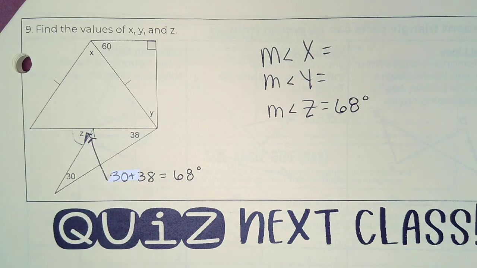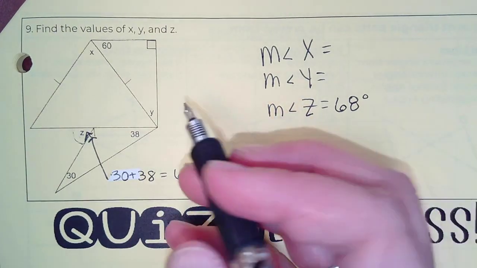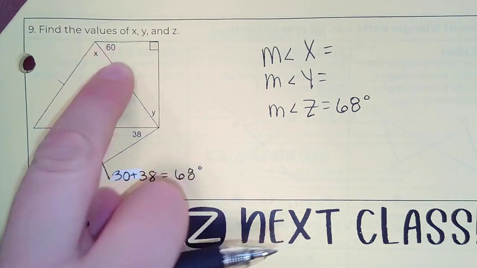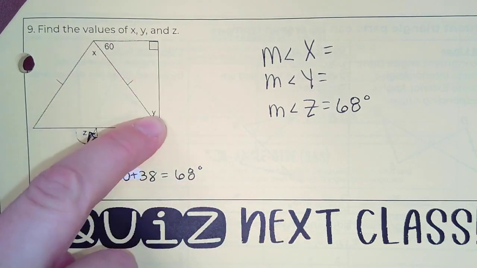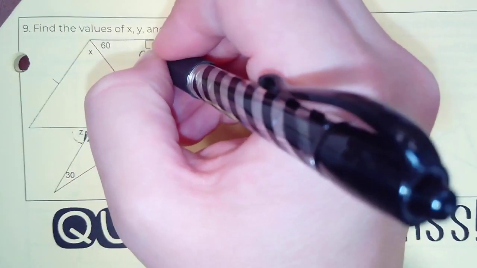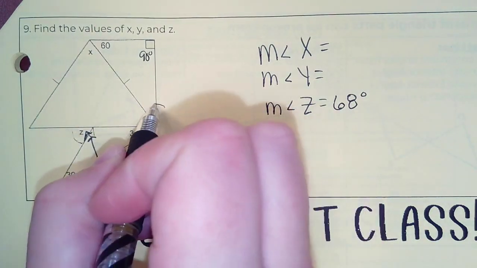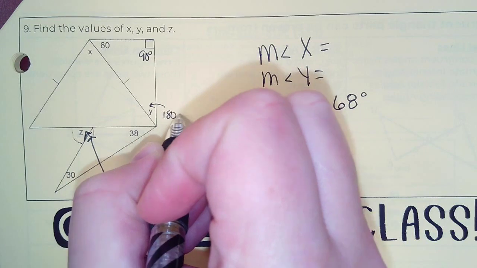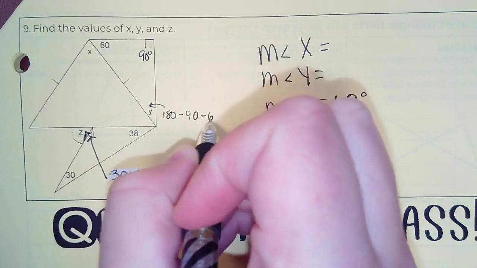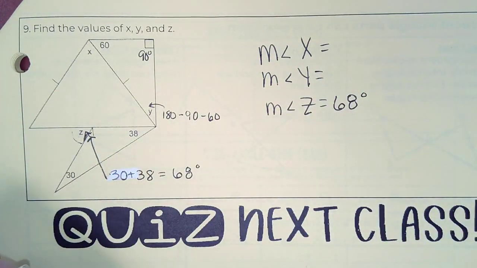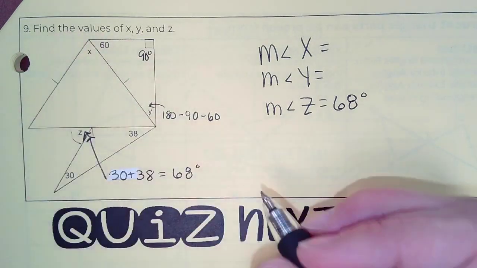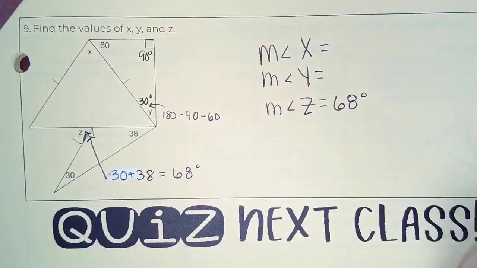Now let's see here. Let's go ahead and do angle y. So if this angle up here is 90 degrees, then I know that this angle here is 180 minus 90 minus 60, which soon we'll learn that this is a 30, 60, 90 triangle, so this angle automatically is 30 degrees.